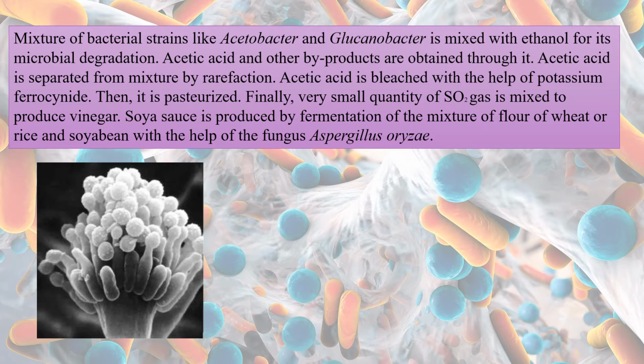ठीक है, अब acetic acid has a different color, तो उसे अगर ट्रांसपेरेंट करना है तो उसे ब्लीच किया जाता है with another chemical, that is potassium ferrocyanide. Then it is pasteurized, means जब उसे फिर हीट किया जाता है ताकि जो भी हार्मफुल माइक्रोब्स या केमिकल्स है वो खत्म हो जाए. Finally, very small quantity of SO2 gas is mixed to produce vinegar.